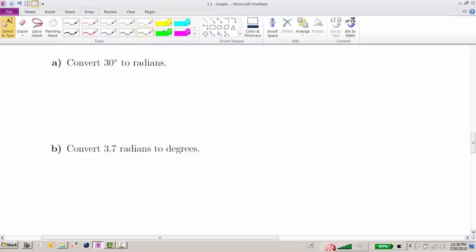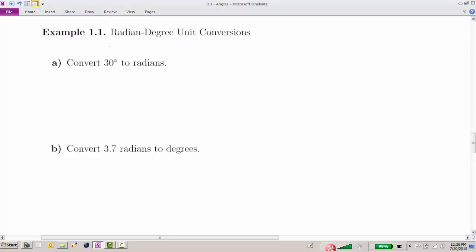In example 1.1, we're going to get a little practice converting angle measurements. In part A, we're starting with a 30-degree angle. We want to convert to radians. We're going to do this, both of these actually, by using the fact that pi radians is equal to 180 degrees. We always start with our given measurement.